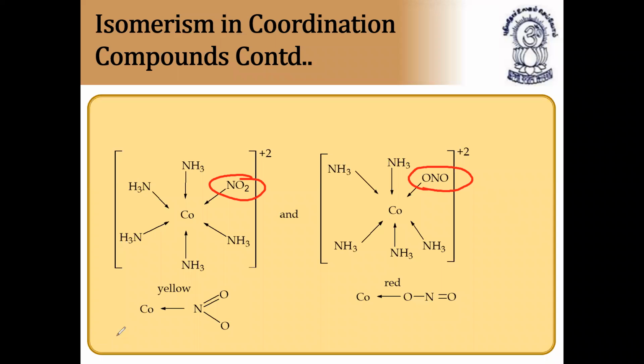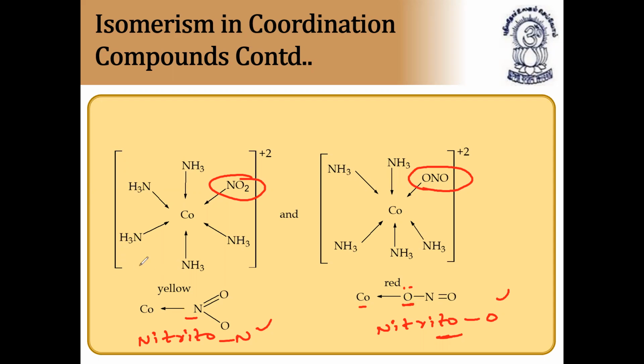This is called the nitrito N isomer, and this is called the nitrito O isomer, because from oxygen the electron pair is donating. So nitrito N, nitrito O, the linkage will be like this. If nitrito N is there, the central atom cobalt is linked directly to nitrogen. If nitrito O is there, the cobalt, the central metal atom, is linked to the oxygen atom.